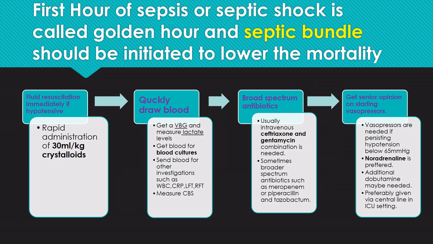The first hour of sepsis or septic shock is called the golden hour, and the sepsis bundle should be initiated to lower the mortality. Start fluid resuscitation immediately if hypotensive, with rapid administration of 30 ml per kilogram of crystalloids. Quickly draw blood and get a venous blood gas. Measure lactate levels, send blood for blood cultures and other routine investigations, and measure capillary blood sugar levels. If high, insulin may be needed.